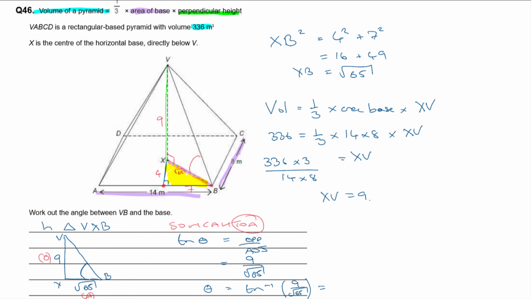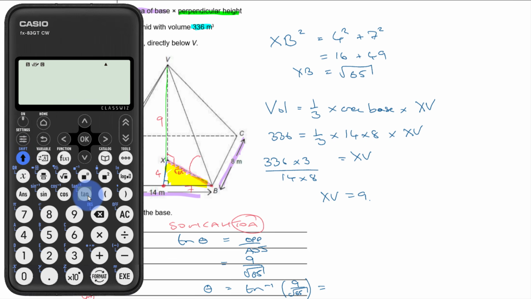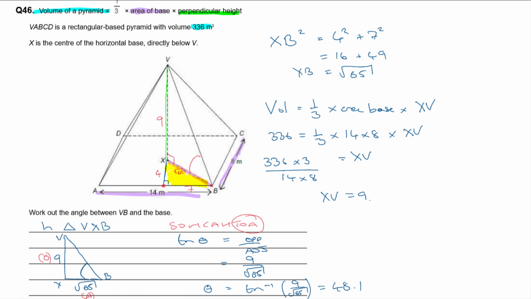Okay, so then typing that into the calculator, shift tan 9 over the root of 65. What is that then? Close bracket. Don't know if it matters. Let's do it anyway. 48.1 apparently. 48.1, and that's our answer then. That is the angle we're trying to find, isn't it? That is the angle between VB and the base.